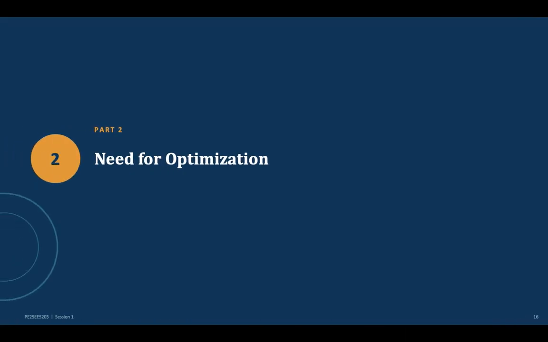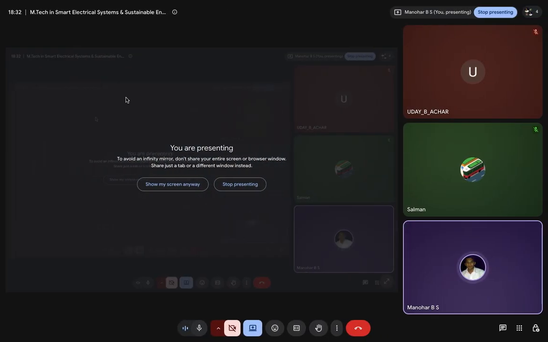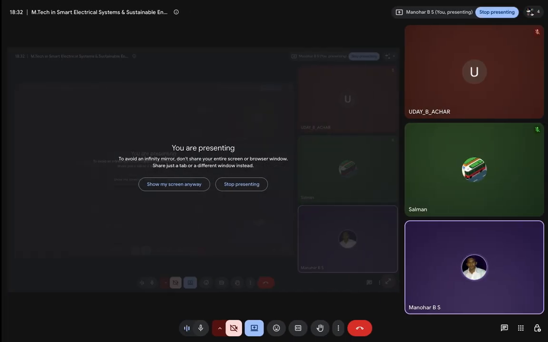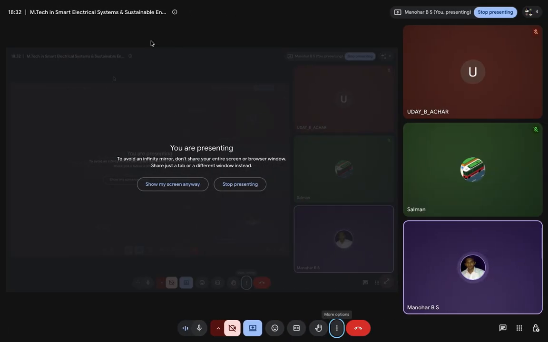Okay, similarly, in generation, in distribution, in transmission, we have optimization. That is the need for optimization. That is what we are going to study here. See, the economic driver: fuel cost dominates here. But can you think of the same thing in an F1 race? You can't. There, the speed is what matters, not the economy, not the fuel cost, right?